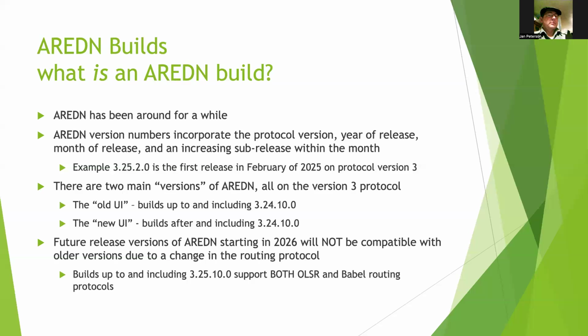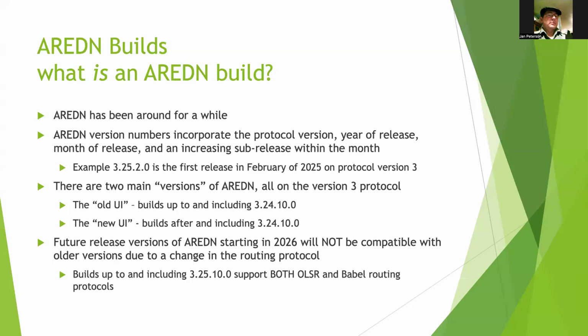Now, the process has been ongoing in running these side-by-side protocols over time, and we're down to like, I don't know, like 300 nodes on the supernode network that are still using OLSR only and don't have Babel available. So the intention is to get rid of those over the course of the next few months. The first build next year, I'm not sure when exactly that will be, January or February, will be Babel only, and it will be version 4. So it'll be 4.26, whatever month, .0 will be the next release build.